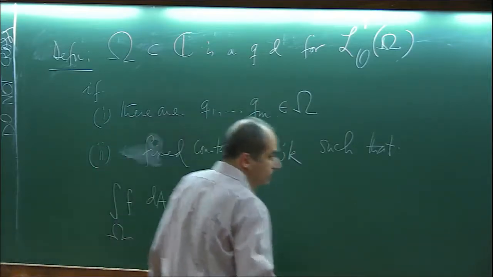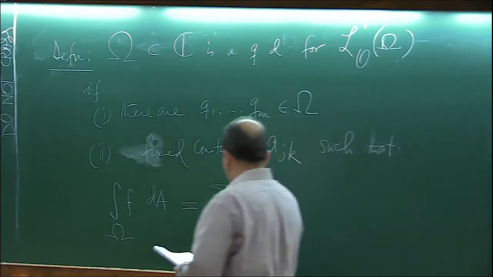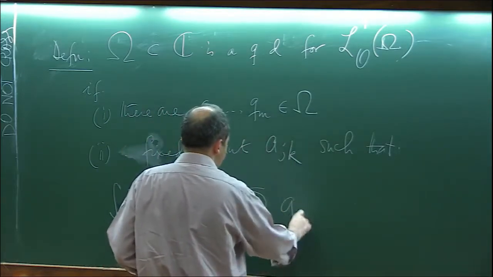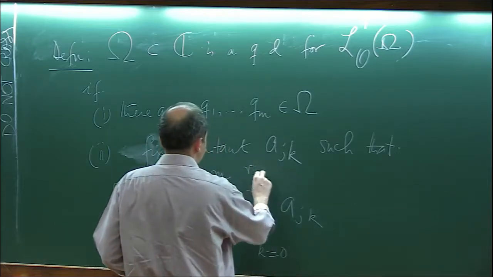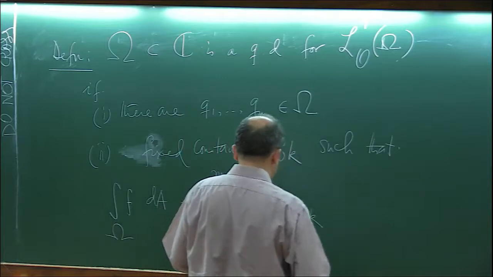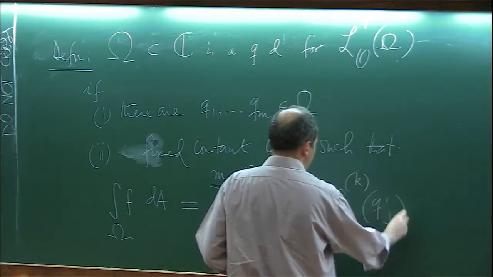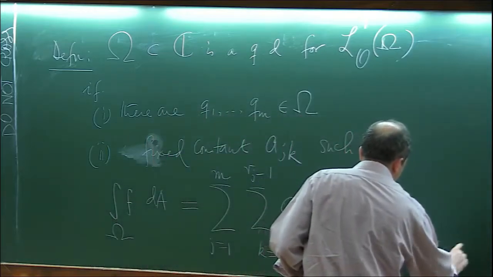Let me be consistent with what I wrote last time. So this is the sum, j going from 1 to m, of the sum of a_jk's, where k goes from 0 up to some integer r_j minus 1, and I'm taking so many derivatives at the point qj. And this should be true for all f in my test class.